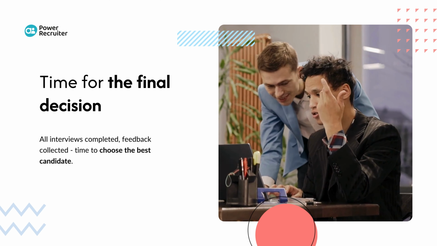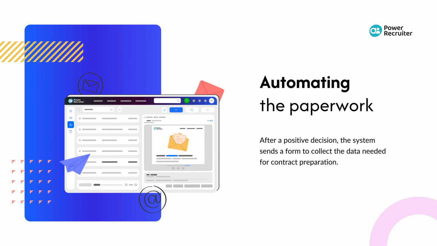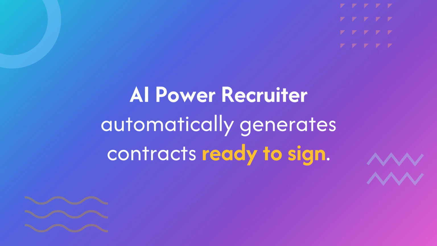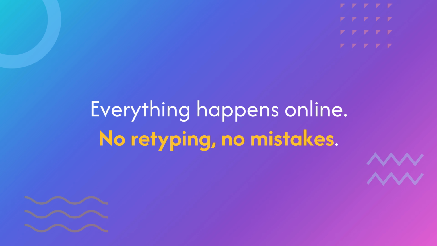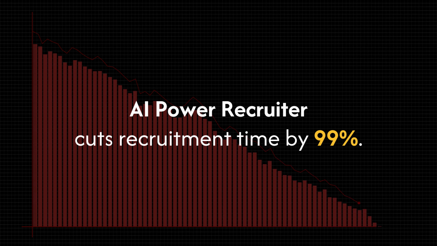When interviews are complete and opinions gathered, the final decision is made. Once the decision is positive, the system can automatically send a form requesting the candidate's details for the contract. When submitted, the system can generate the contract ready for signature. The entire process happens online, with no need for manual data entry. From start to hire, the time is reduced by up to 99% compared to traditional methods.